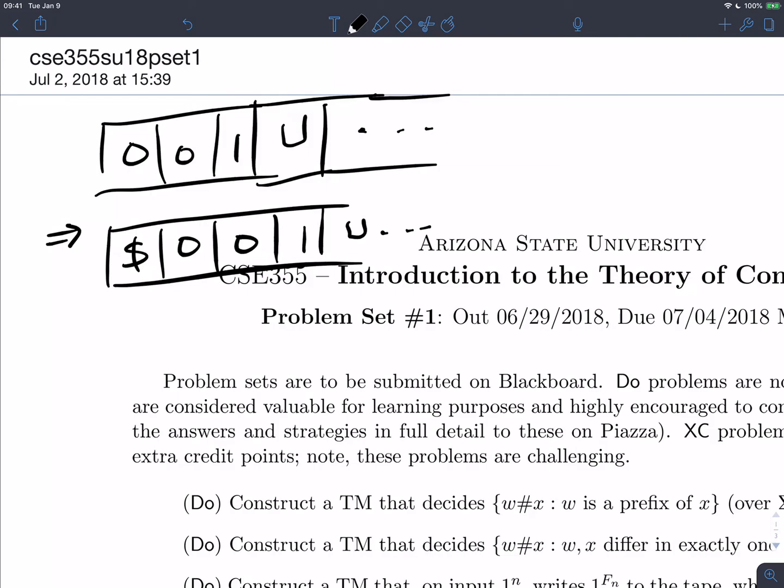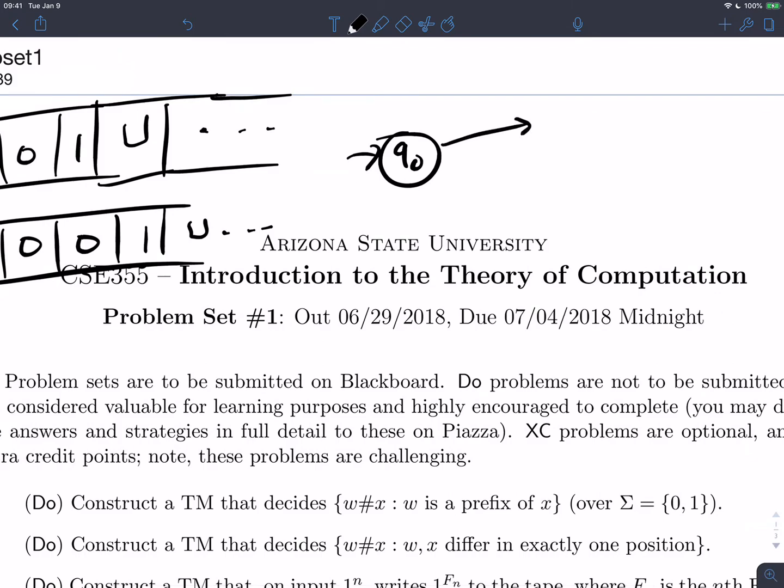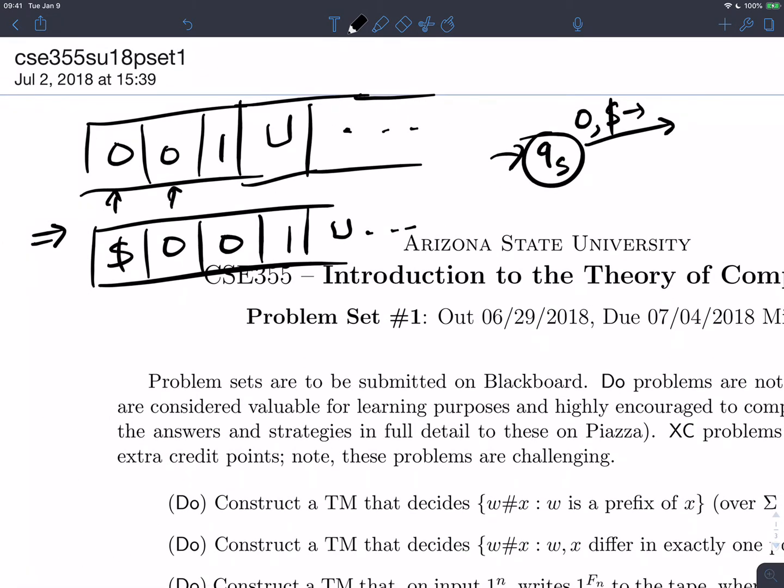Well, let's see. Where does the tape head start? When the machine starts up, at the very left-hand end, right? So it sees a 0. What is it eventually going to write in there? $. It'll remember a 0 in the state. So we'll have a Q0 state right here. I'm actually going to call this QS for a reason you'll see in a second. I'm going to write a $, and I'm going to want to look at this position now. So I've got to move right.